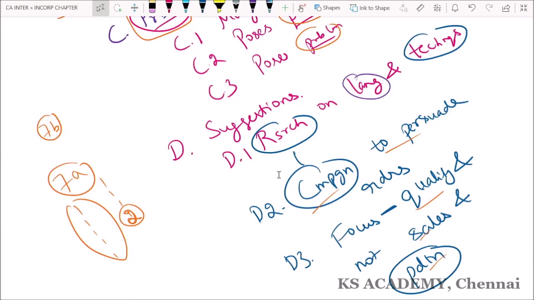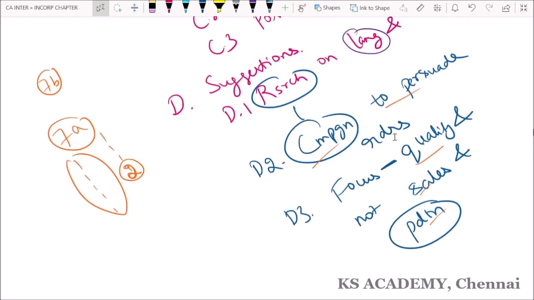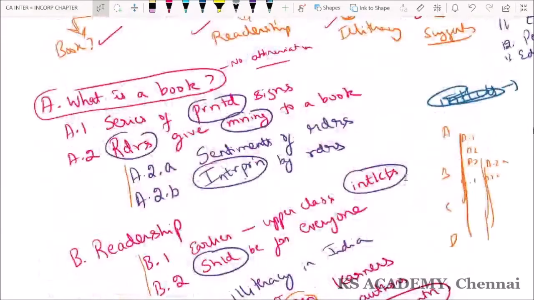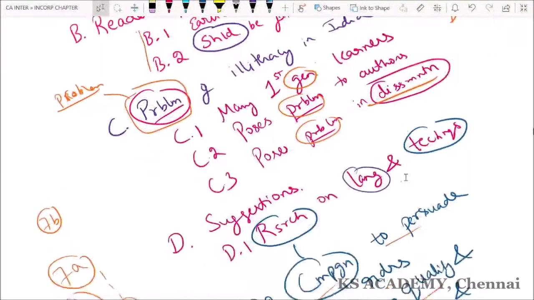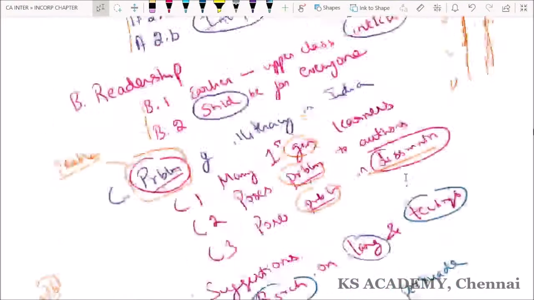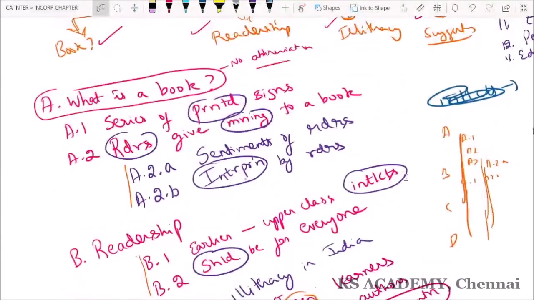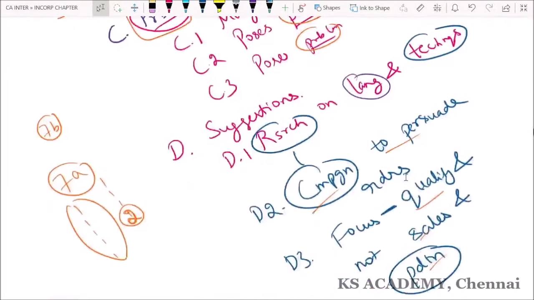That you should research on the language, on the techniques, and campaign to persuade the readers. Focus should be on quality and not sales and production. Focus should always be on quality. So there are like 4 such things: What is a book, readership, problem of illiteracy in India, suggestions. That's it. Then based on this only you can make the summary.